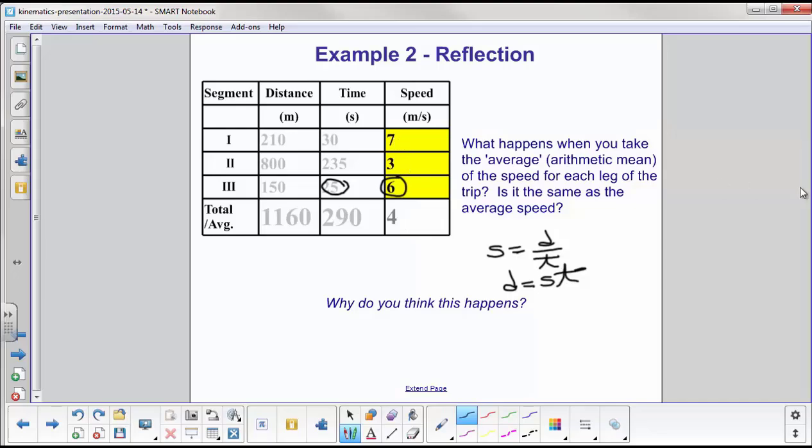What if you average these 3 up? Do you get the same answer? And if not, why not? So take a couple seconds and think about that one.